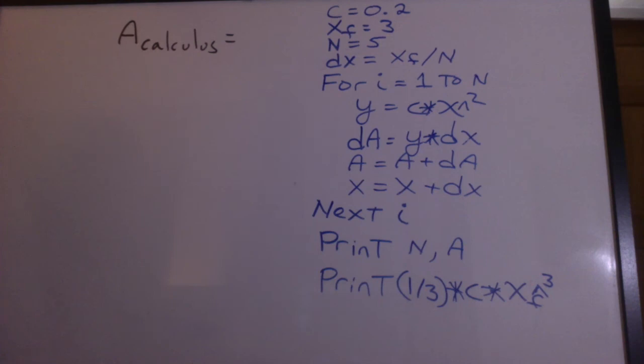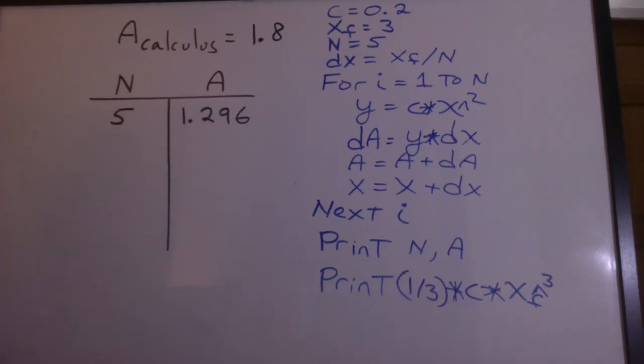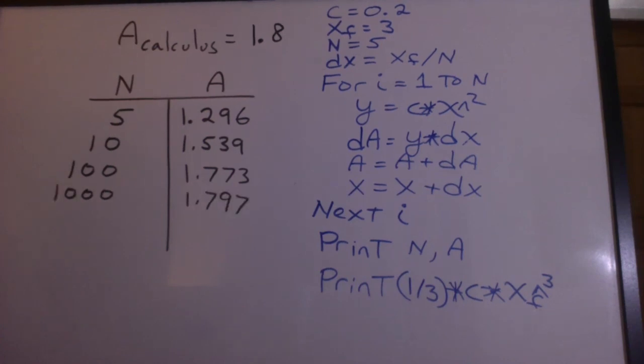The area from the calculus, 1.8. What does the program give us? If we break the area up into 5 rectangles, we get a total area of 1.296, a substantial error. We break it up into 10 rectangles, and we have 1.539, getting better. 100 rectangles, 1.773. We're getting better. At 10,000 rectangles, I round off to 3 decimal places, and I get 1.800.